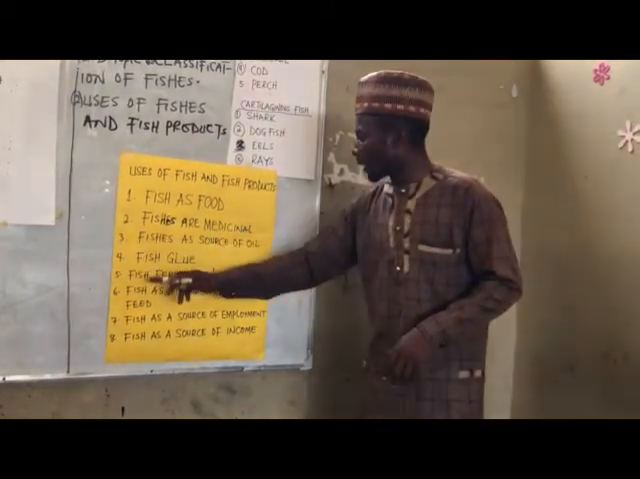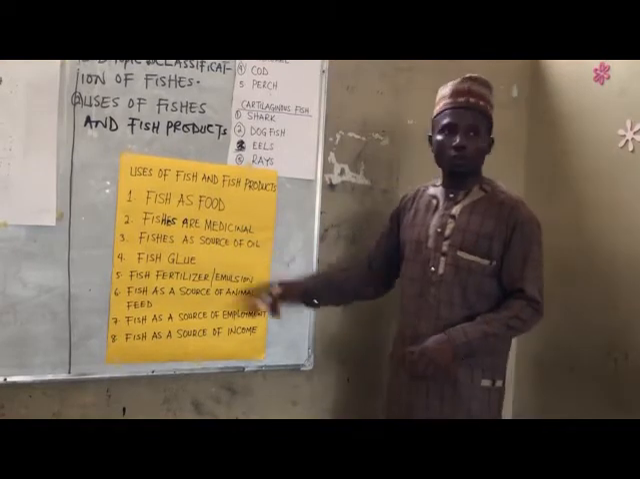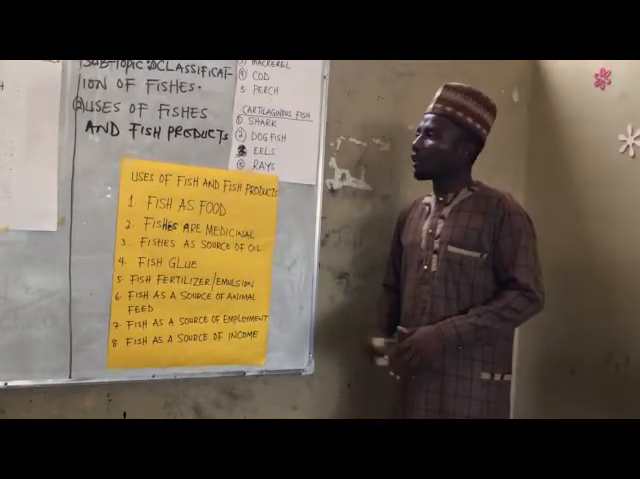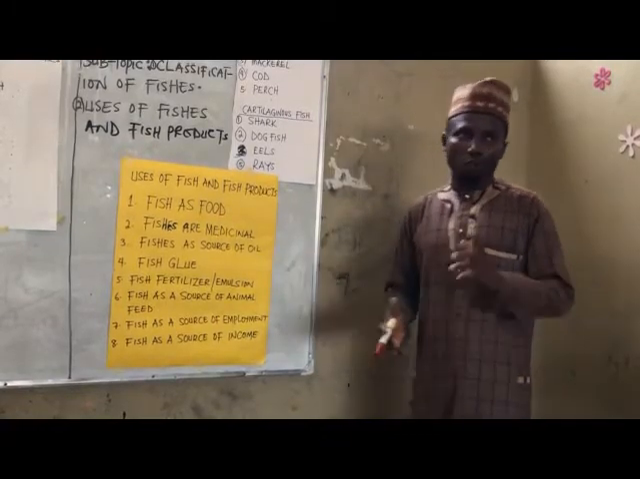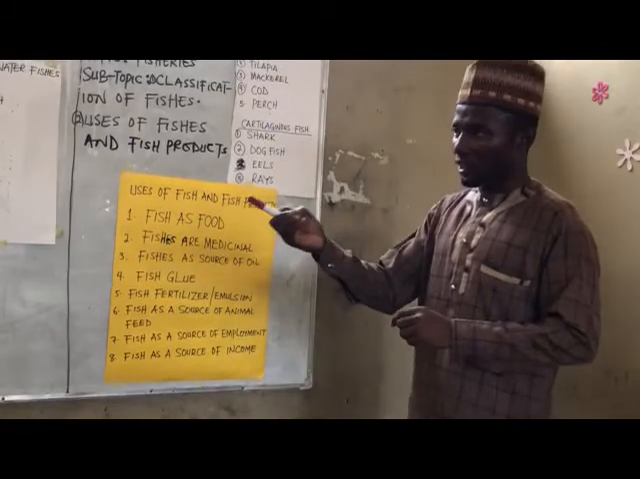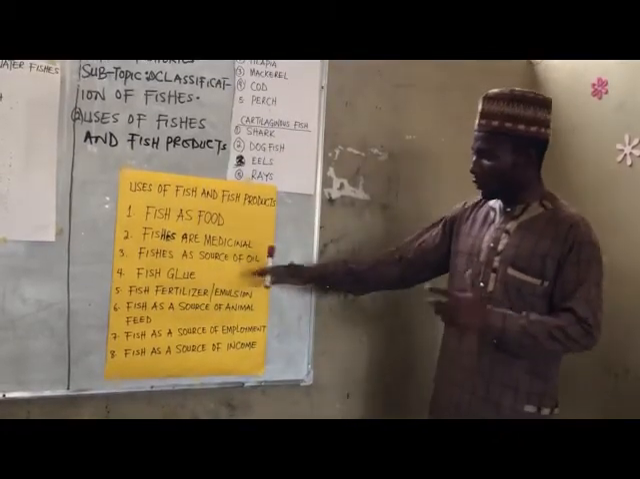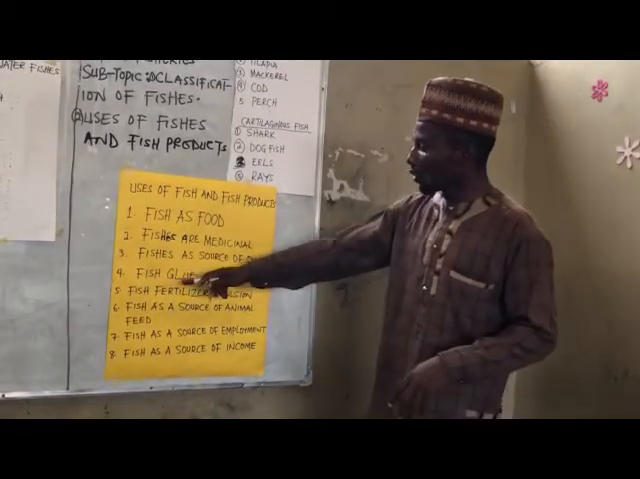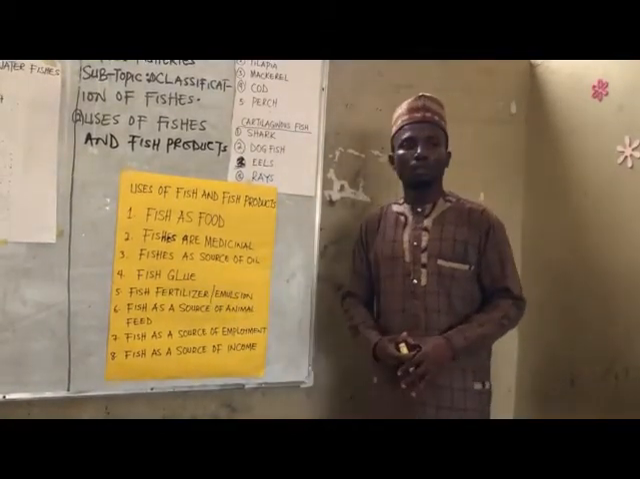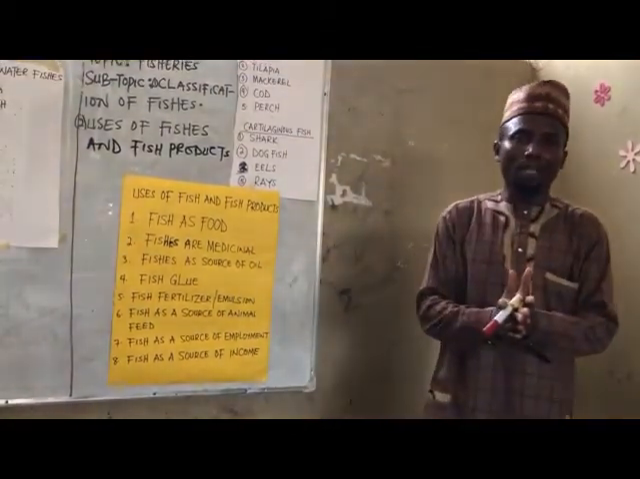Then we have number 3, fishes as source of oil. Oil is gotten from fish, like the cod liver oil I mentioned. You understand? So we can extract oil from fish. Then we have fish glue. We can use fish to manufacture glue for putting paper together.